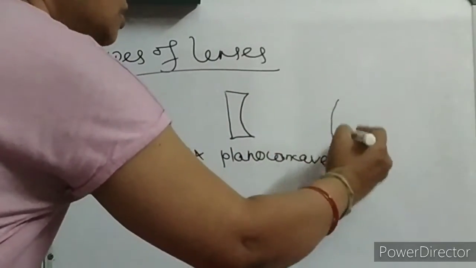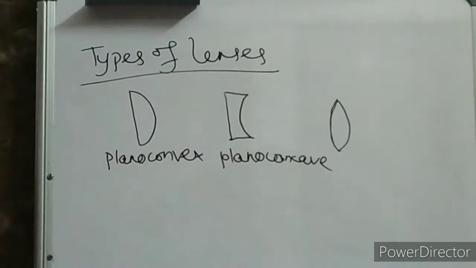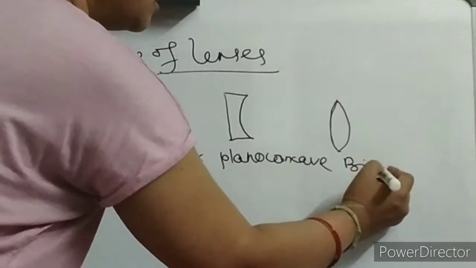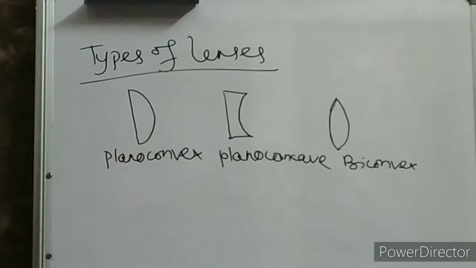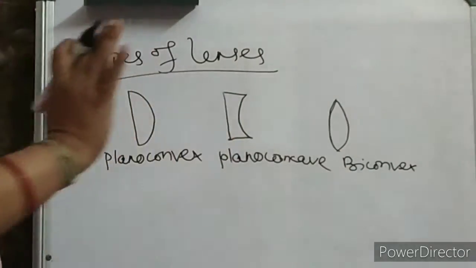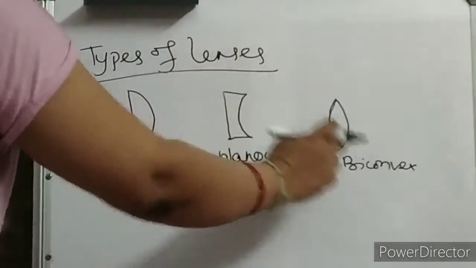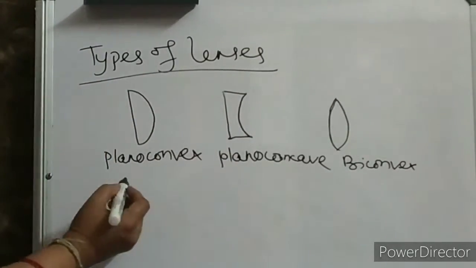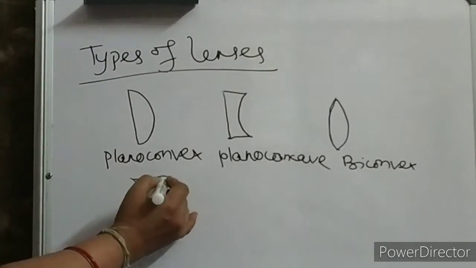Now we'll do both the sides curved. This thing you have seen everywhere in all the books. This is called biconvex, or double convex you can say. Usually we'll simply call it convex. But since two sides are curved, bulging out, that's why it is called biconvex. Clear?